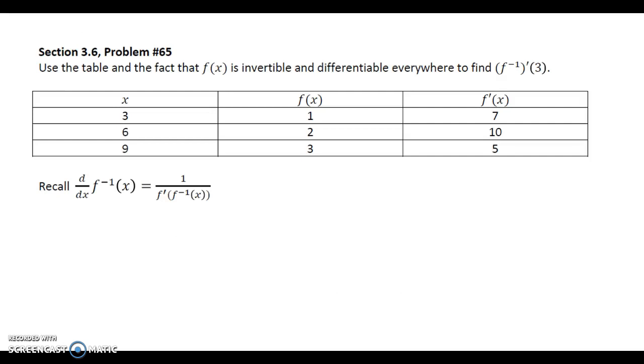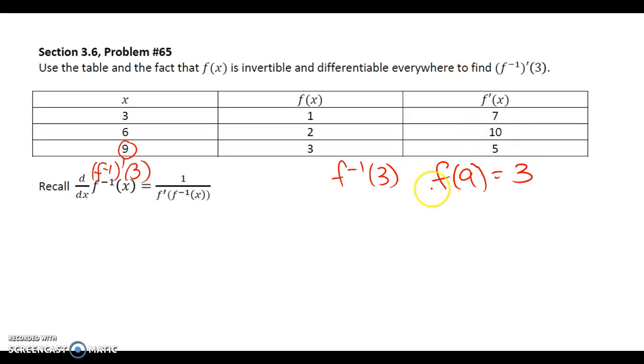Okay, this one's interesting. We want to find the derivative. What we're finding here is the inverse function, the derivative of it at 3. And we can only use the data in the table. So what we need to know, quite frankly, is what's the inverse function of 3? Well, because f inverse and f, right, we can go and look at the original function and say, where does the original function equal 3? So we find that when x is 9, f of x equals 3.